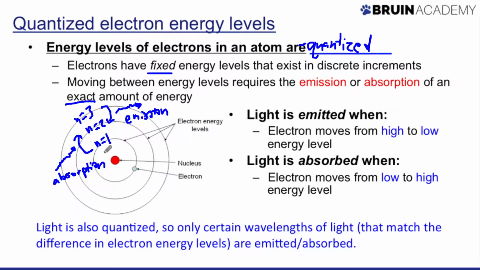Because the way you can think of it is that the higher the energy level, the higher the energy. And so in order to go from low energy to high energy, you need to absorb some sort of energy from outside the atom. So this is something you should memorize. And then finally, light is quantized, as I mentioned. So only certain wavelengths of light, which match these differences in energy levels, can be either emitted or absorbed. So even the emitted and absorbed light is quantized.